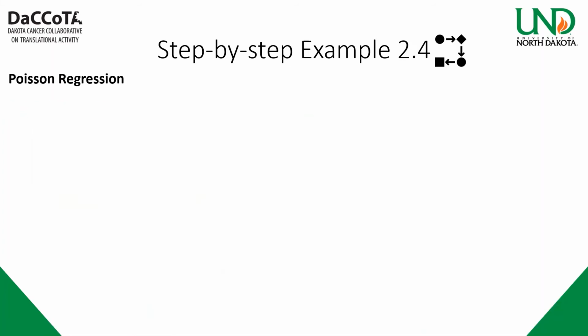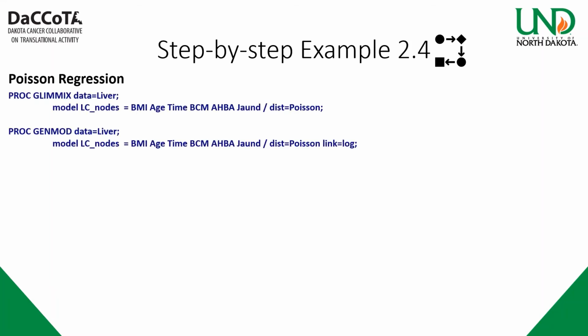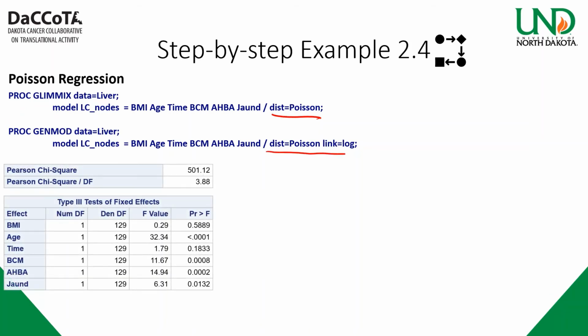So with that being said, let's turn to maybe a slightly better approach for this data with Poisson regression. We noticed that our fit statistics weren't that great, so let's do the same sort of thing, but instead of a normal distribution, let's do Poisson. Same sort of thing here, and now the chi-squared value is much better. So it is probably better to model liver cancer nodes as a Poisson distributed variable than normal.